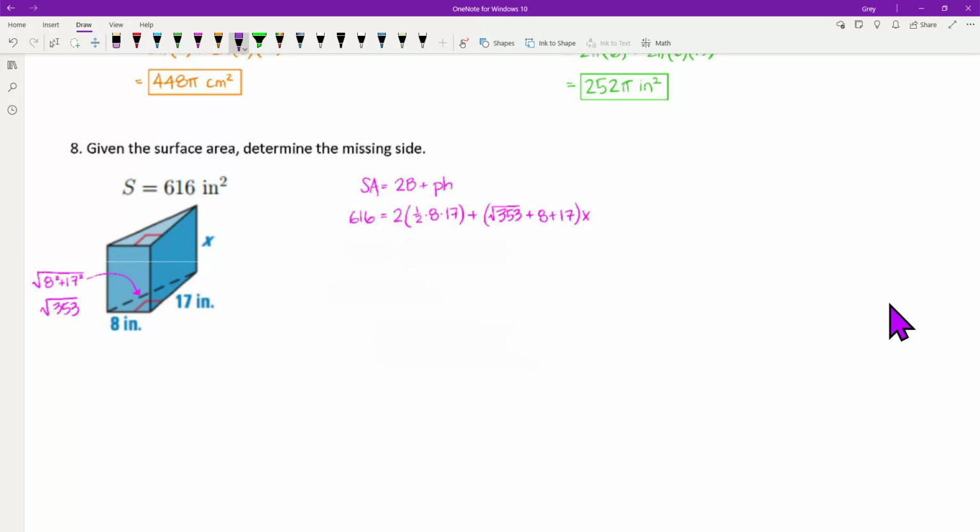So how do I deal with this? 8 times 17, 2 times 1/2. You're going to take this here, y'all, and you got to take this part to the other side. You're going to subtract it. So that's 136. So 616 minus that is going to give me 480. And this just is going to become the square root of 353 plus 25 times x, leaving it all in the parentheses. And now you're just going to divide both sides by that thing right there, because that is what's multiplied by your x. And when you do, put it in your calculator, make sure you can do it. Horizontal fraction bar is the easiest. X equals 10.962, and we'll round that to 2 places, so it's 10.96 inches.